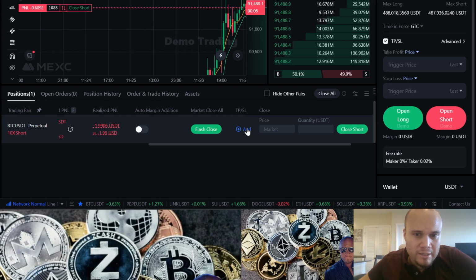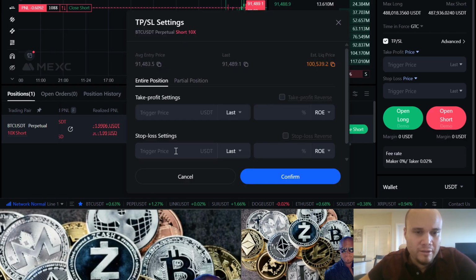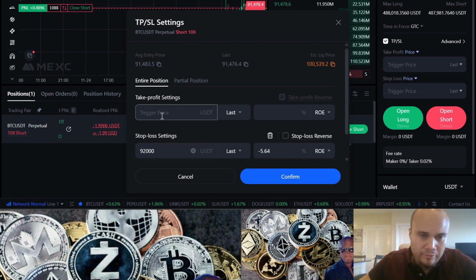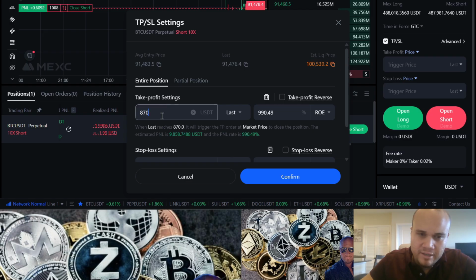But if you forget to put in the stop loss and the take profit, then you should try to do that by actually entering your stop loss. In this case, I'm going to put the stop loss at 91,000. Actually, I'll put it at 92,000. Okay. And take profit, I'll put the take profit at 87K here.